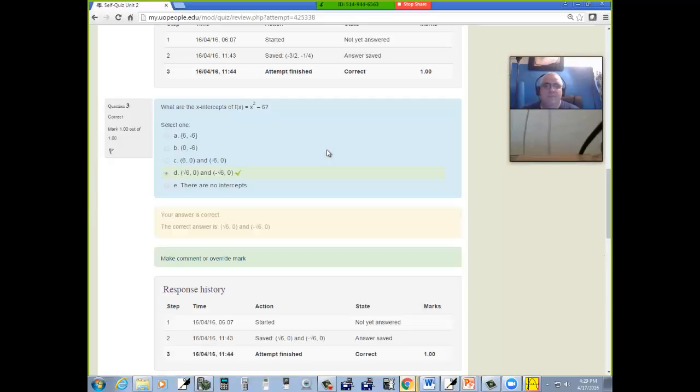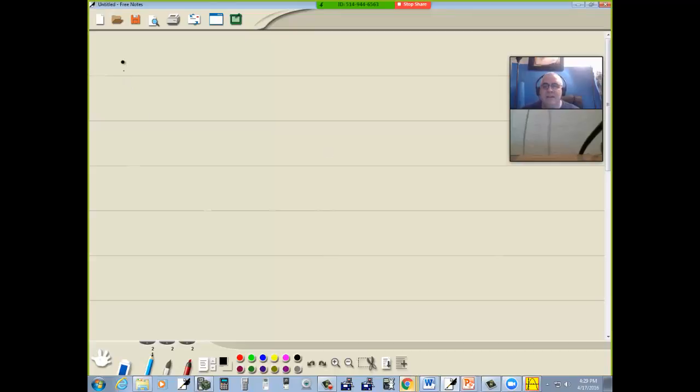Okay. So we got f of x is equal to x squared minus 6. Now it says to find the x-intercepts. And to find the x-intercepts, you plug 0 in for the other variable, so plug 0 in for y, and we want to solve. Now in this one, we can take the -6 and move it to the left side, and we end up with x squared is equal to 6.